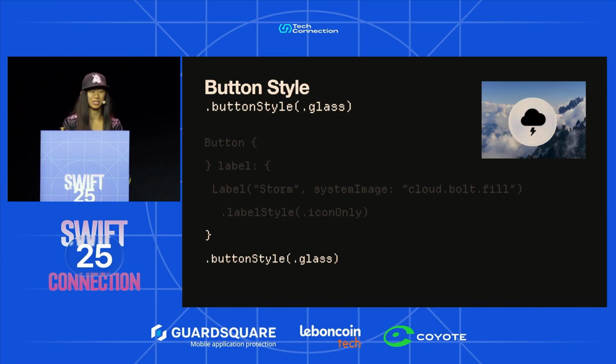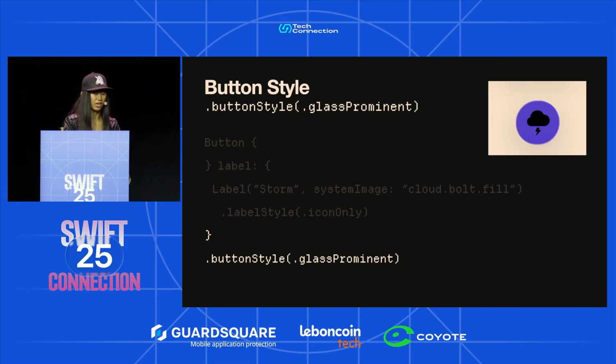So when you want something to stand out more, which you should do very selectively, add glass prominent. This will use whatever the tint color is within your application. And that's all you have to do just to get something to appear as liquid glass for some kind of button. Liquid glass custom views.